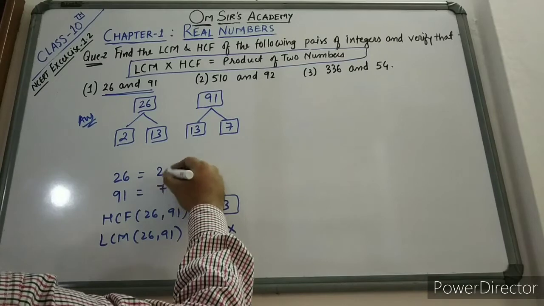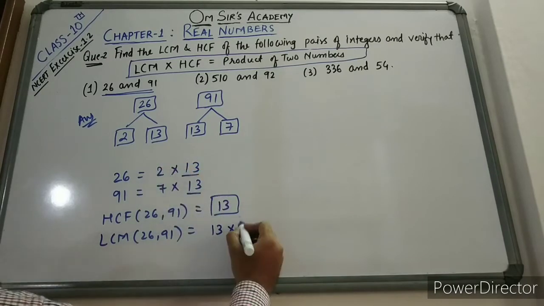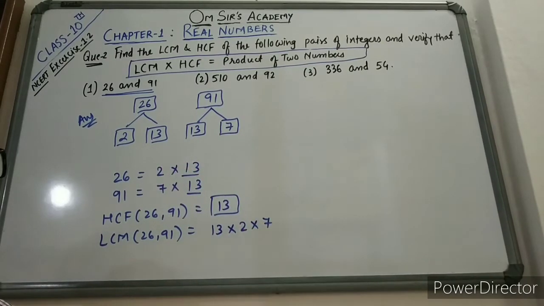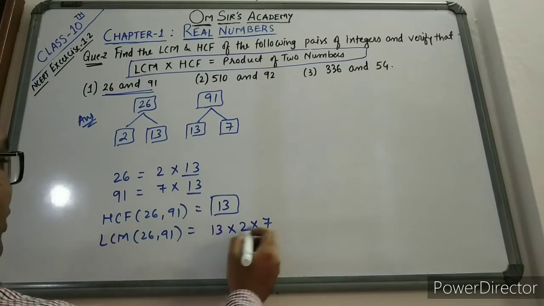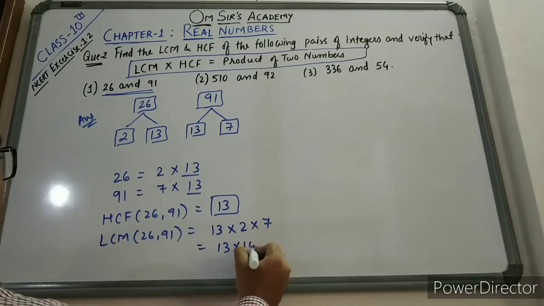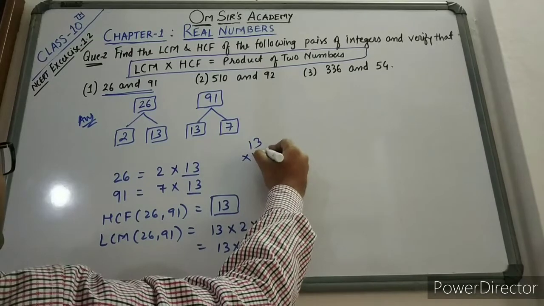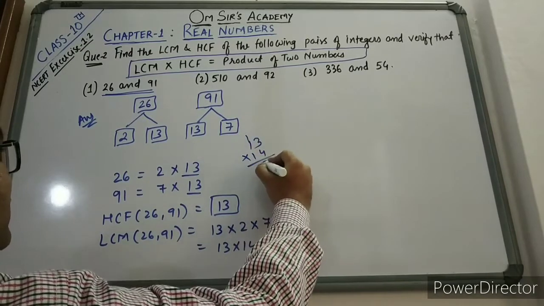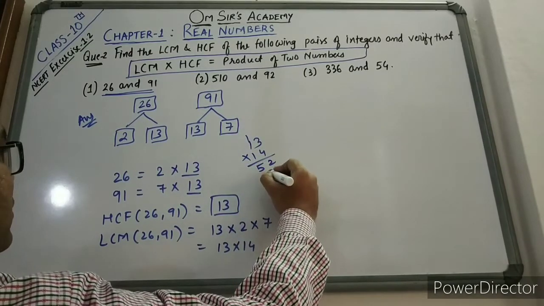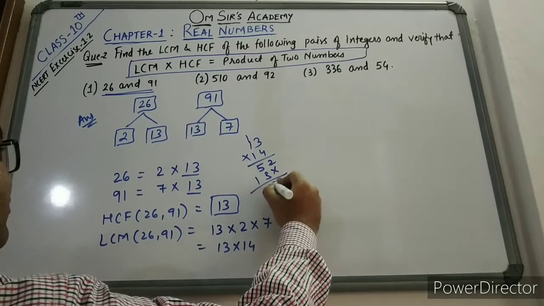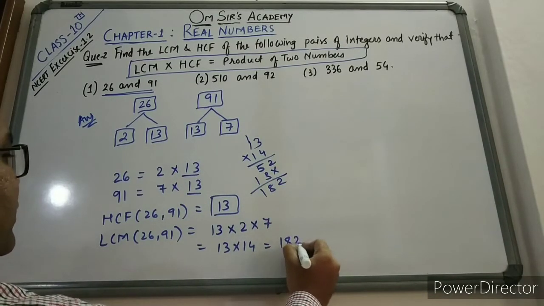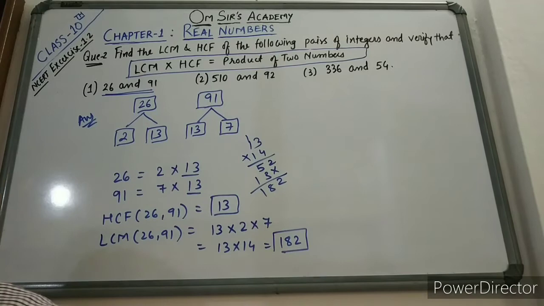Okay, and the remaining uncommon factors. So 13 into 2 into 7. So 13 into 2 into 7 is what? 13 into 14. So what is 13 into 14? 4 3s are 12. 4 1s are 4 plus 1, 5, 3, 1. So it will be what? 182. So this is my LCM.